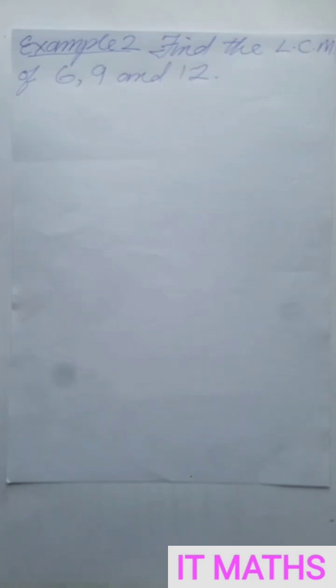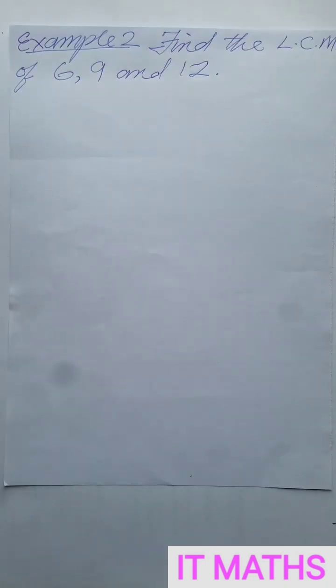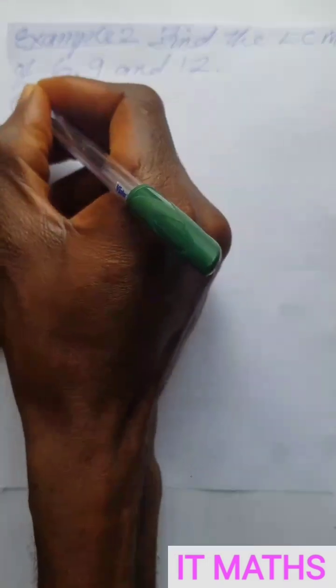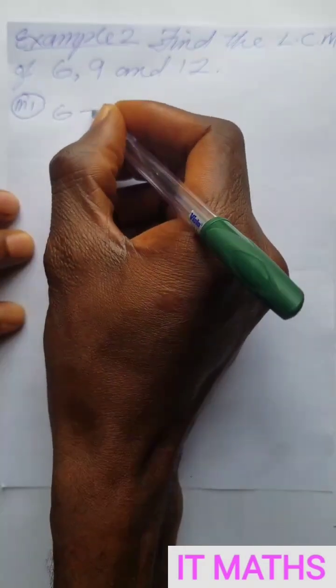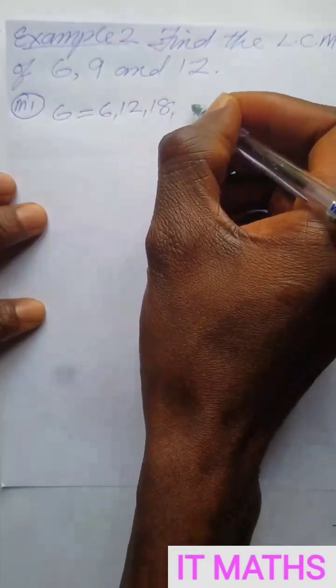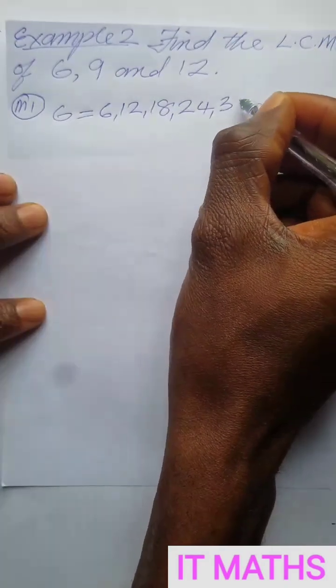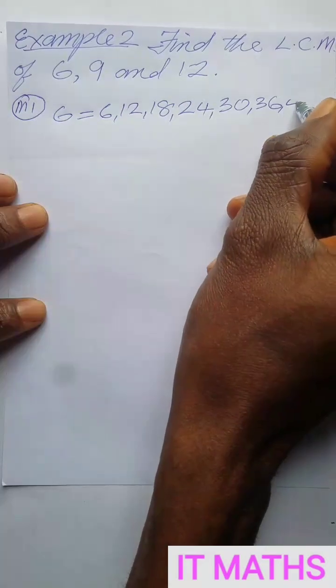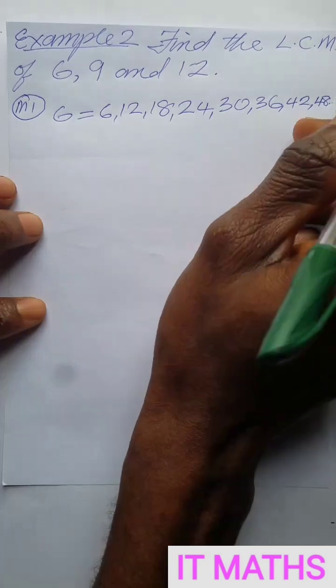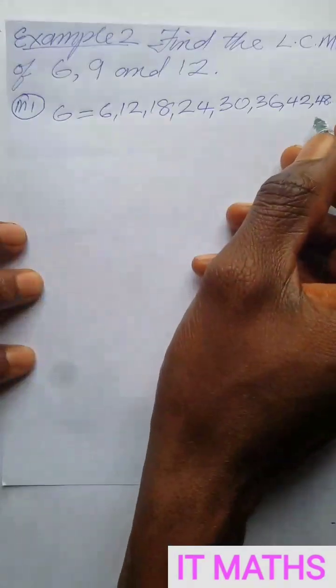I hope that's clear. Let's look at example 2. I'm sure by the end of this example, any confusion we have, we would have cleared it. Find the LCM of 6, 9, and 12. Method 1. I'm going to list all the multiples of 6, which are 6, 12, 18, 24, 30, 36, 42, 48. Sorry, I can't list all of them. It's impossible. We stop there.